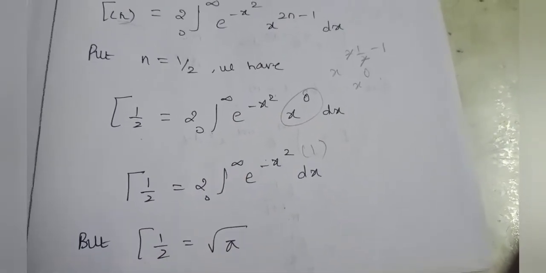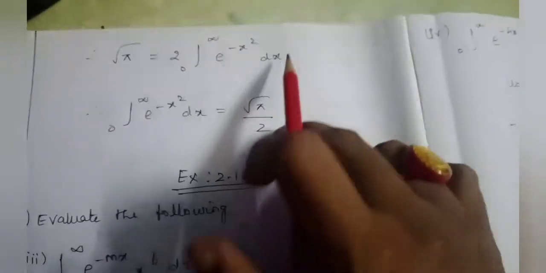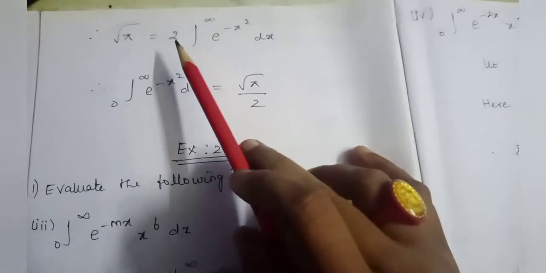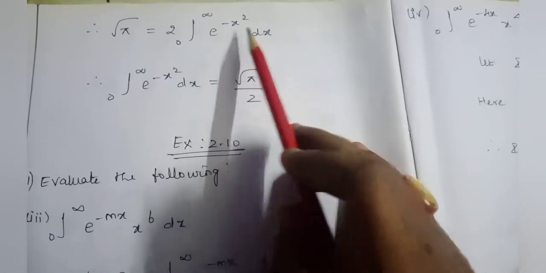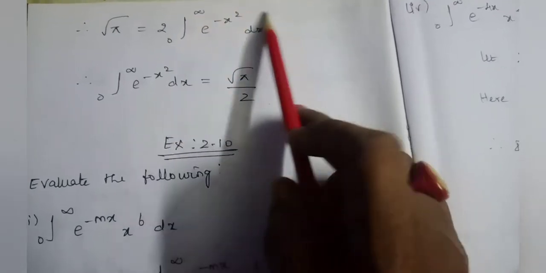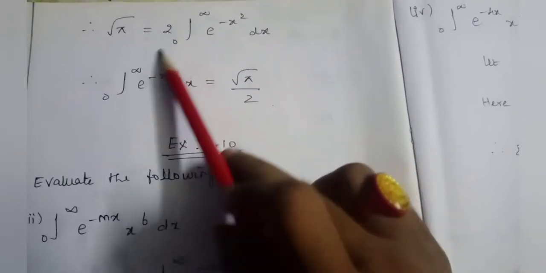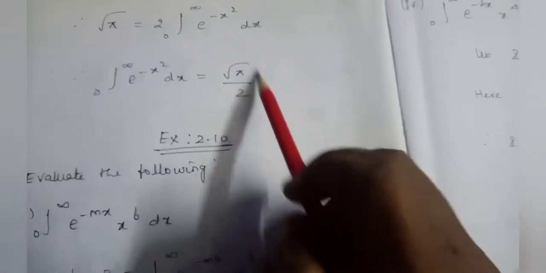But we know that gamma of 1 by 2 is equal to root pi. So I am going to substitute that. So I will get the value as root pi is equal to twice integral 0 to infinity e power minus x square dx. Now I want the value for this expression alone, that is 0 to infinity e power minus x square dx alone. So I will take the 2 to the other side. So the answer is root pi by 2. So this is how we have to do the sum.